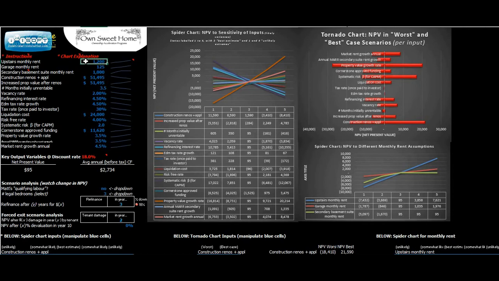Before I manipulate any variables here, I'll just take you over the high level of what's going on. First of all, these blue inputs, you can actually edit them yourself. If you ever get a red input like this one here, the discount rate, don't edit that because it won't actually do anything. Some of them you can edit, and I've made notes along here where you can. Some of them are just scenario analysis. So here, qualifying labor, for example, you can choose yes or no. Same as the number of legal bedrooms, you can choose how many.